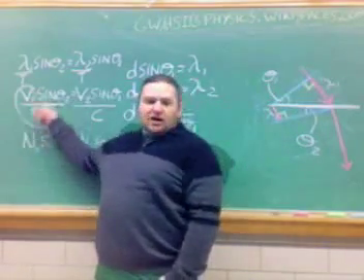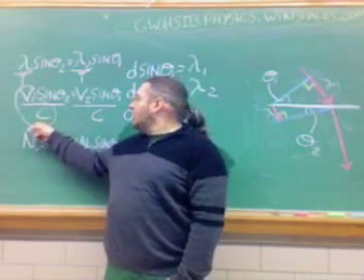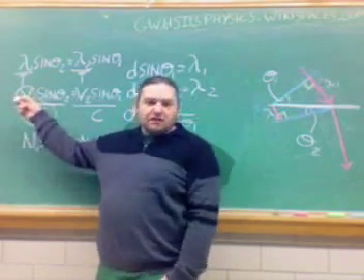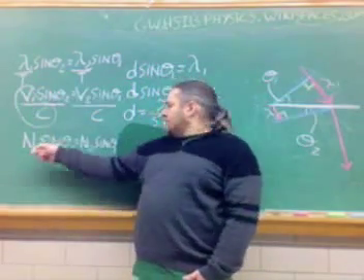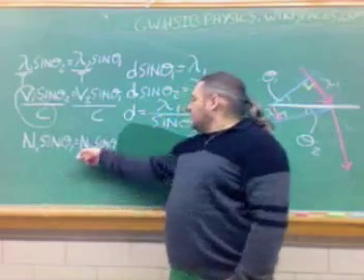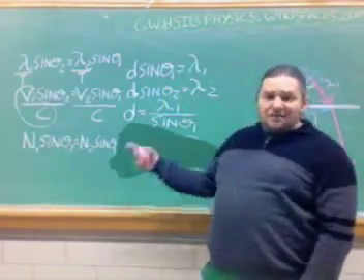It's the ratio of the velocities. The velocity in a vacuum, 3 times 10 to the 8 meters per second, divided by the apparent velocity through that material. Okay? Index of refraction multiplied by the sine theta is equal to n2 sine theta 1. Got it? That is Snell's law.